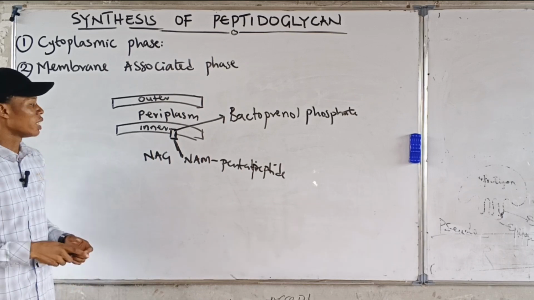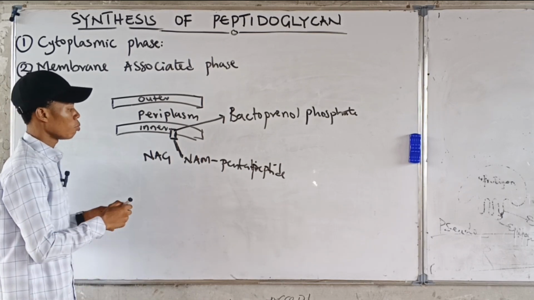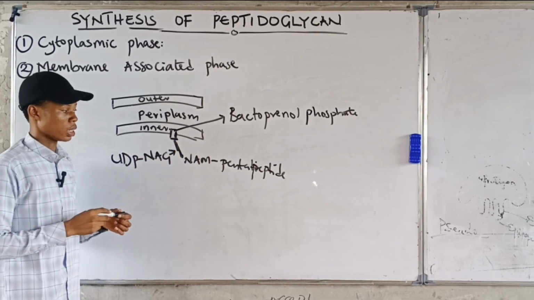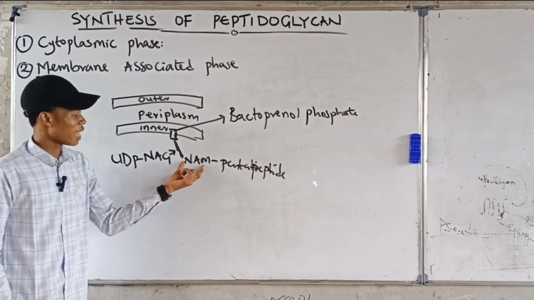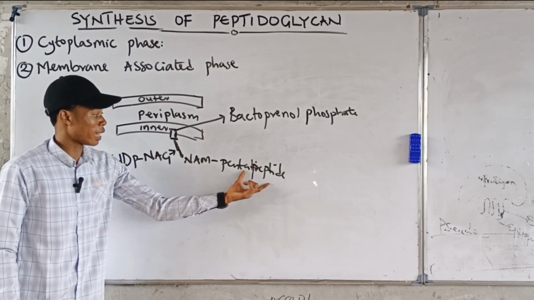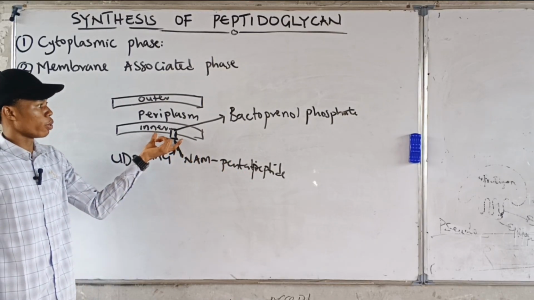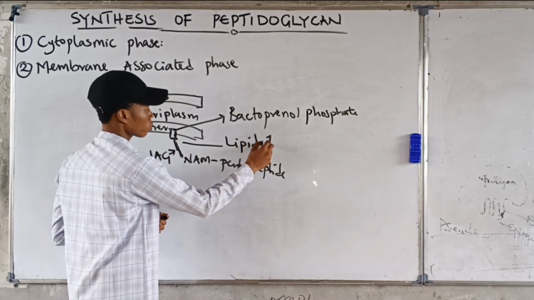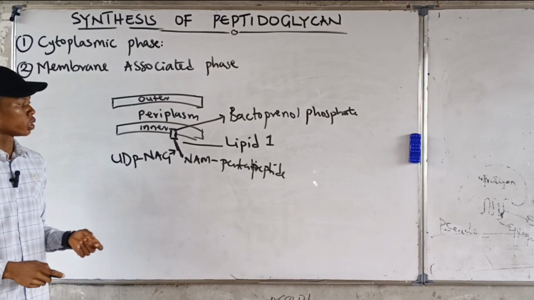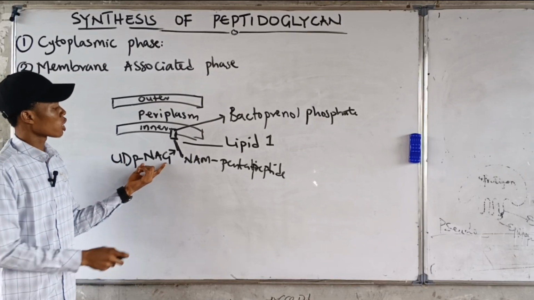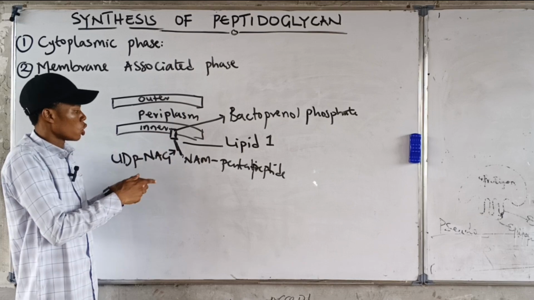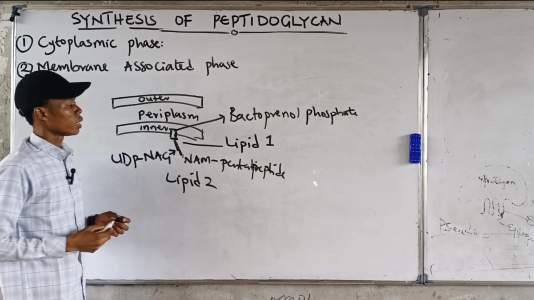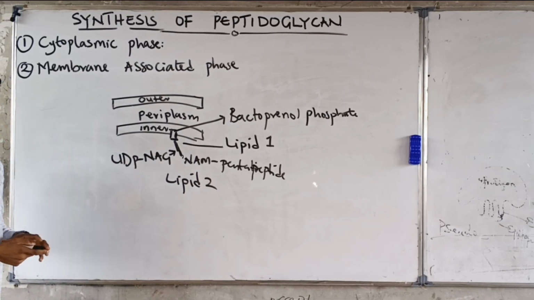Then after that, the next thing is UDP N-acetylglucosamine, we now attach. Now let me take that again. First thing is N-acetylmuramic acid pentapeptide complex, we bind to bactoprenol phosphate to form what we call lipid 1. After lipid 1 has been formed, UDP N-acetylglucosamine will now bind to that complex to form lipid 2. That's the end of the membrane associated phase.